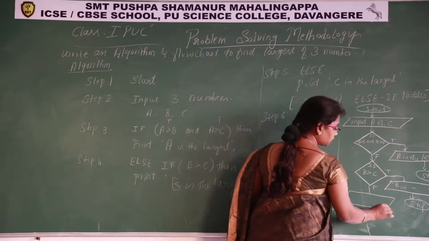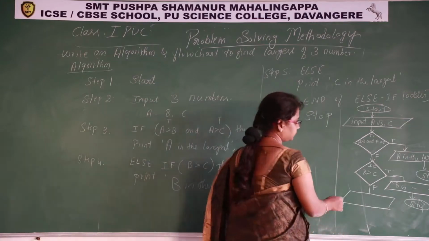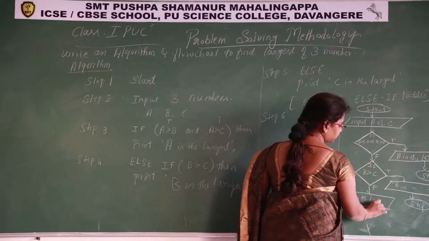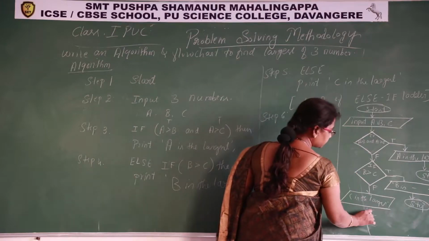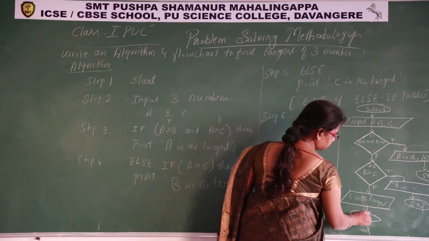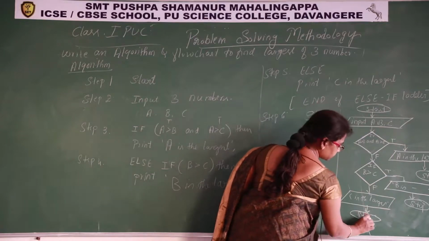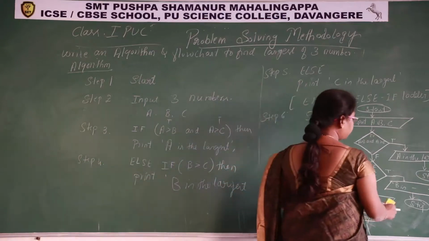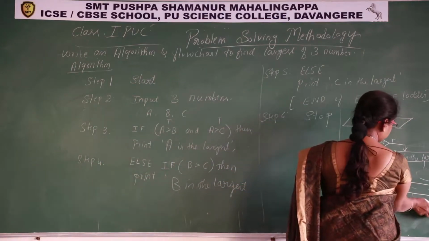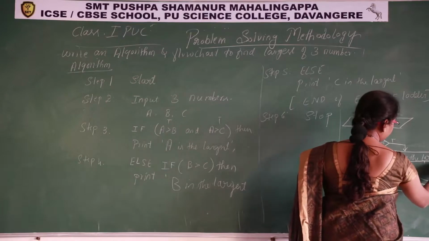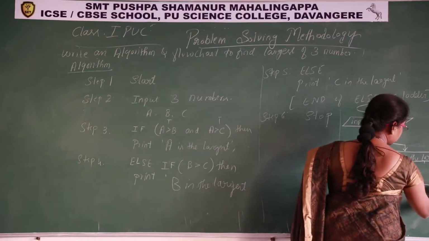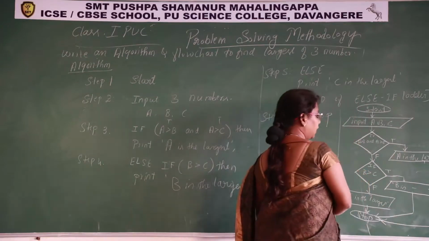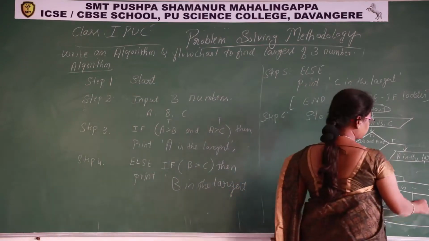In the else part, there is a statement: C is the largest. After that, the program has to terminate. Stop. Instead of writing stop 3 times, I can give connections to this one stop. Here also stop. Arrow marks you have to show properly.